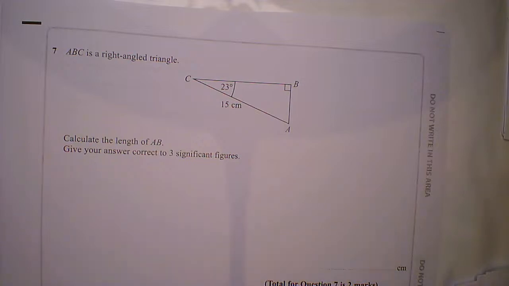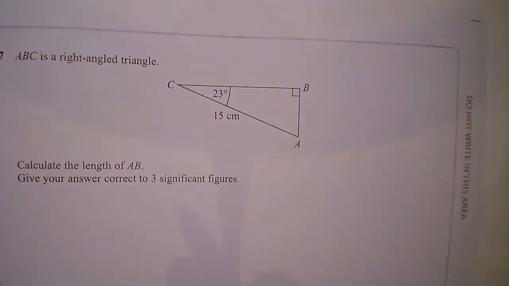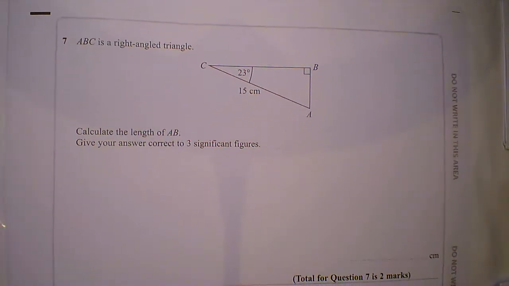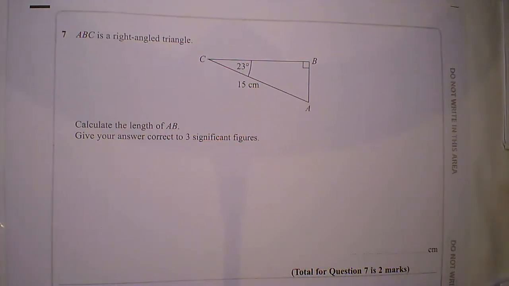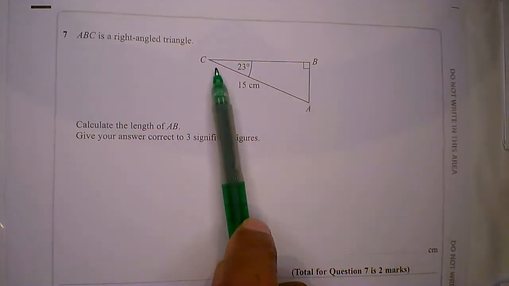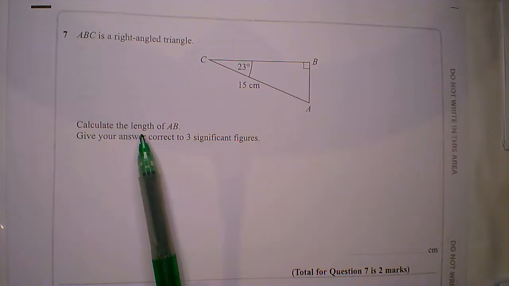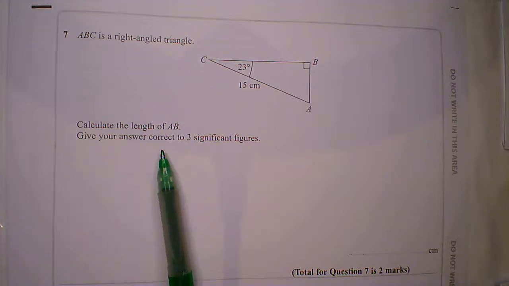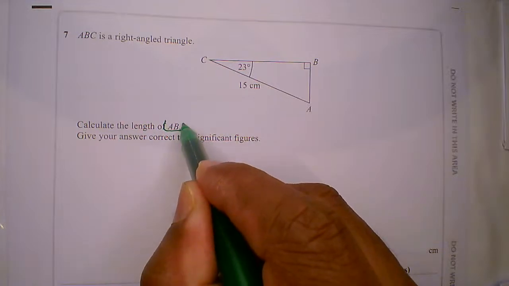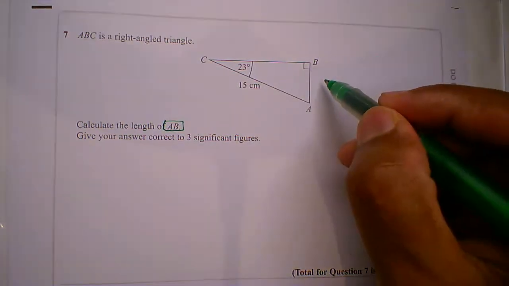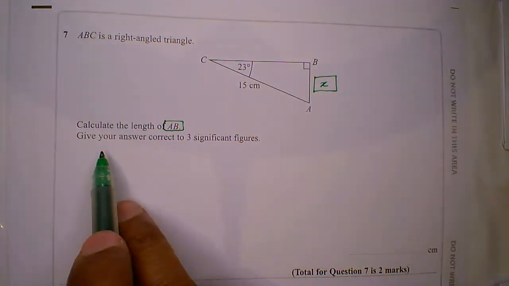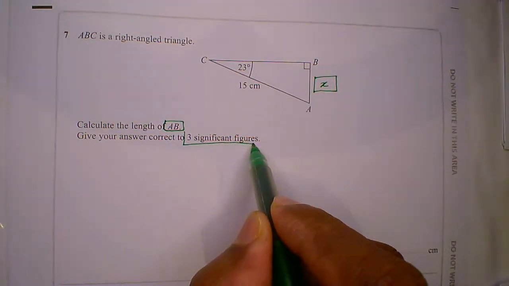Okay, here is question 7. Let's just zoom into this a little bit better. ABC is a right-angled triangle. Calculate the length AB. Give your answer correct to 3 significant figures. A to B is this, and we don't know what that is, so we're going to call that X.